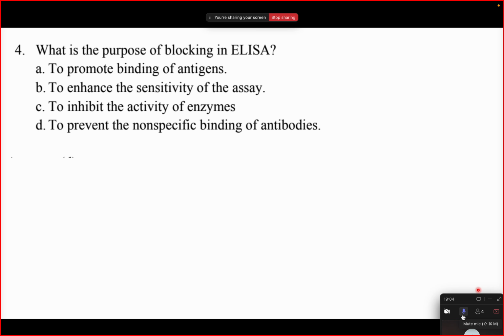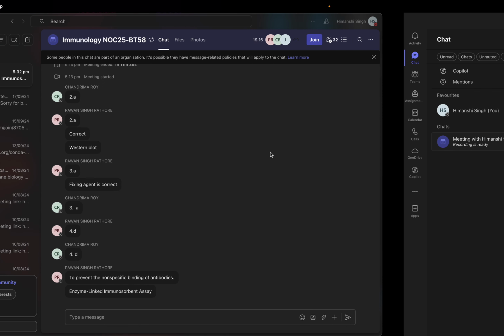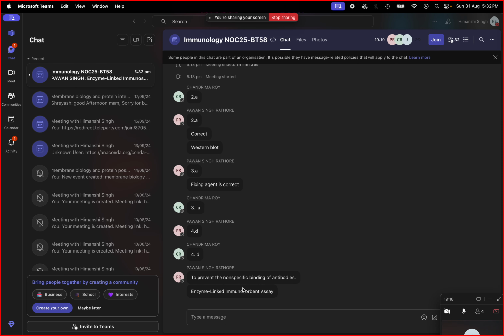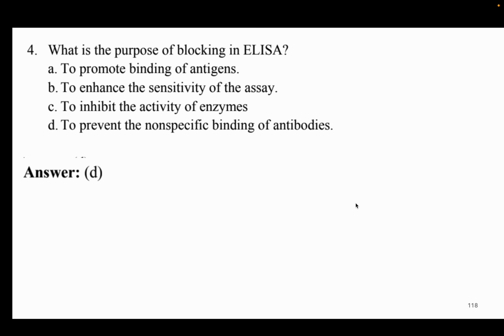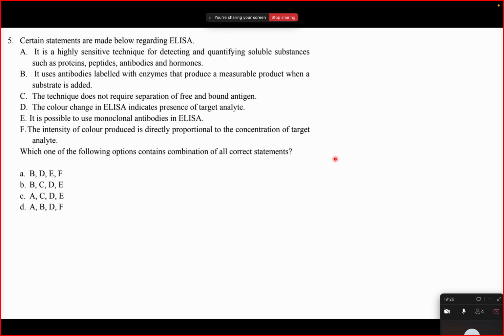Your 1 minute is about to be over, and yeah, the right answer is to prevent the non-specific binding of antibodies. How many of you attempted? Yes, the full form of ELISA, great. So yeah, coming to the next question for today.